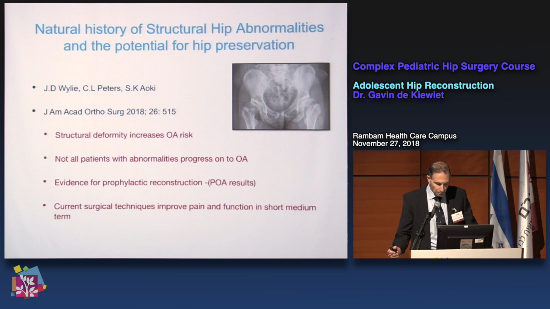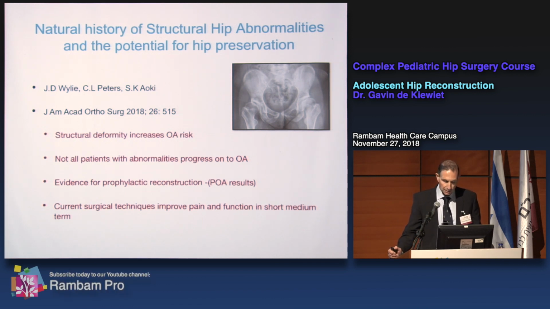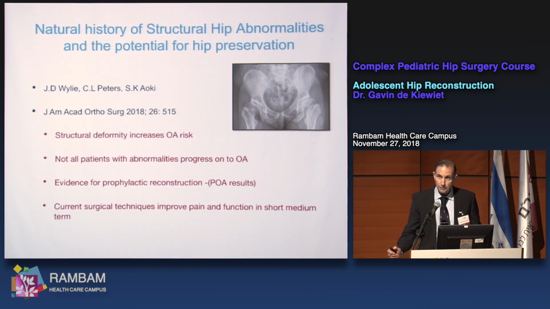So this was an interesting publication which looked at the natural history of structural hip abnormalities with the potential for hip-preserving surgery. And the conclusions were that, yes, structural deformity does result in an increased risk of osteoarthrosis, but that not all patients with identifiable abnormal hip morphology went on to develop osteoarthritis. And often that's the case where you may have good or bad genetics. So the question was, how far do we go in terms of prophylactically correcting these patients?